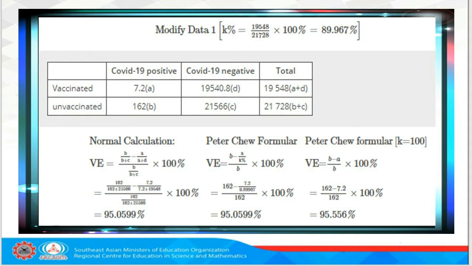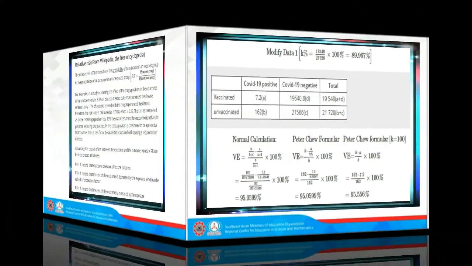Therefore, the advantage of the Peter-Chu formula is that we can assume a high target population of vaccination with K equals 100, such as the medical worker group. Although it may be just 90% vaccinated. When K equals 100, the calculation becomes very simple.